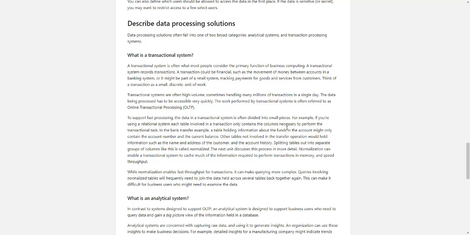Normalization can enable a transactional system to cache much of the information required to perform transactions in memory and speed throughput. While normalization enables fast throughput for transactions, it can make querying more complex. Queries involving normalized tables will frequently need to join the data held across several tables back together again. This can make it difficult for business users who might need to examine the data.